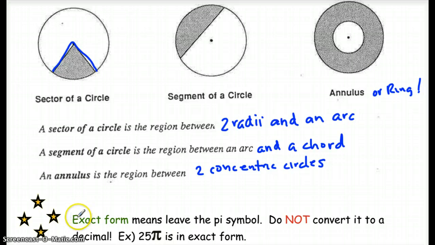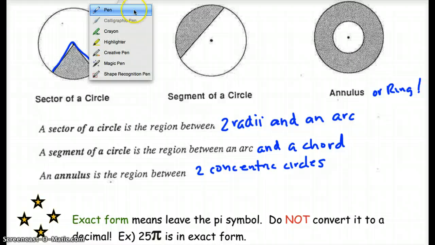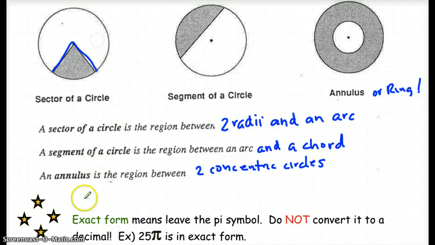One thing that you're going to need to keep in mind as we work through these is that we're going to keep all of our answers in exact form. And so that means that we're going to leave it in terms of the pi symbol. We're not going to convert that to the decimal approximation.